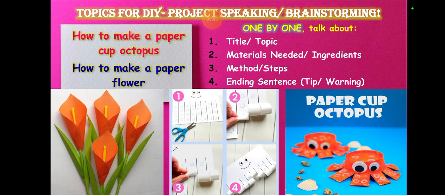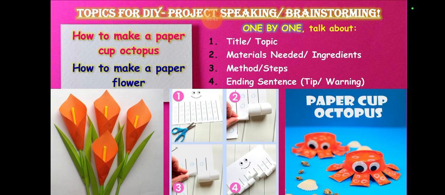It's very easy, how to make a paper cup octopus. So let me start. How to make a beautiful or cute paper cup octopus. Materials needed or ingredients. Materials needed: an A4 size sheet, a pencil, a glue stick, a scissor. Then method or steps. First, take an A4 size sheet and cut it into a cup shape.